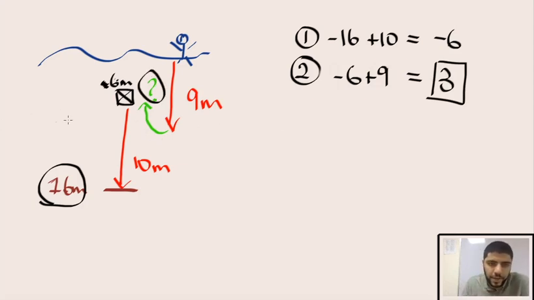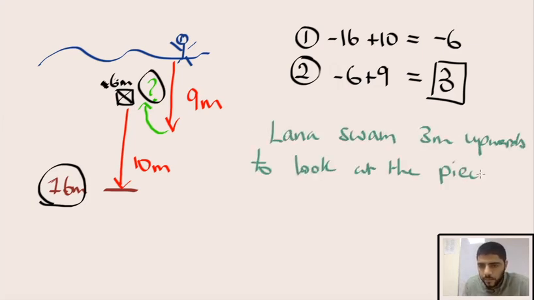And so we can write out our answer as Lena. So we can say Lena swam 3 meters upwards to look at the coral. And we're done. We have our picture, as simple as it is. We have our expressions. We simplified them step by step. And we have our answer in a full sentence at the end.